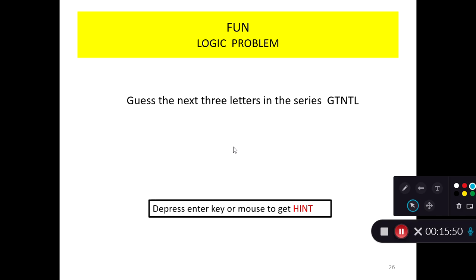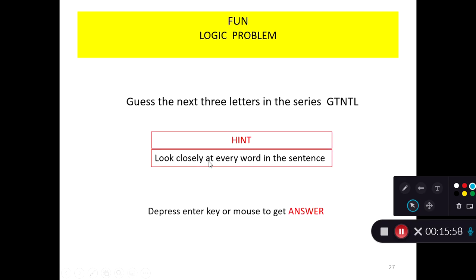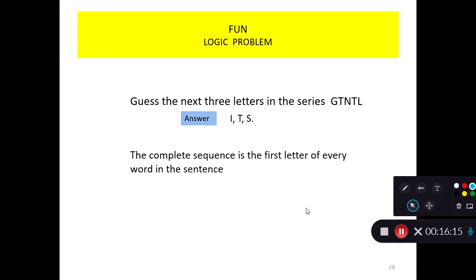Well, if you don't know, we're going to press a key or mouse, and I'm going to give you a hint over here. The hint is, look closely at every word in the sentence. And the answer is ITS, because the complete sequence is the first letter of every word in the sentence. G, T, N, T, L. What's left? ITS.